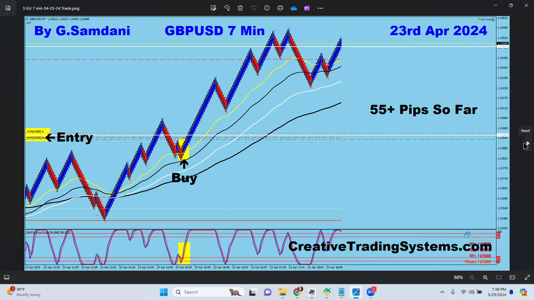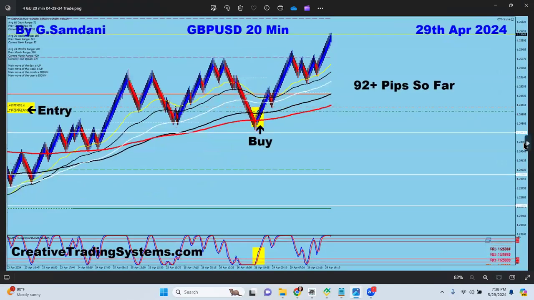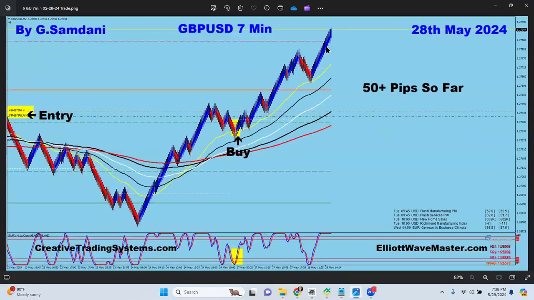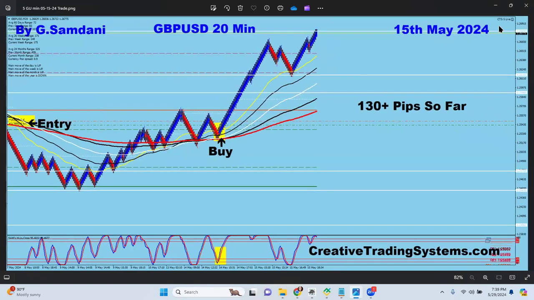55 pip. Then in the same direction, because the direction is up, on the 29th, you see this is pound USD for 92 pip, 29th April. And then this is on the 15th May, right? After that, they started to retrace and all of that, and I got busy with something else, yen pairs especially. So this is another buy, a beautiful buy for 130 pip. And then I have this one on the 28th, which is yesterday, the 50 pip, nice and clean from a 7-minute chart. All of these were taken by the EA as well, CTS5 live, right?